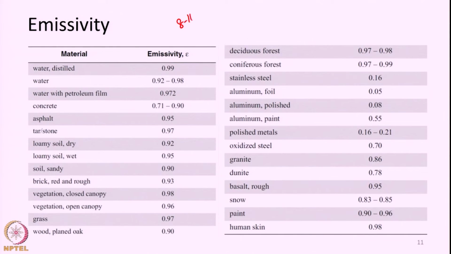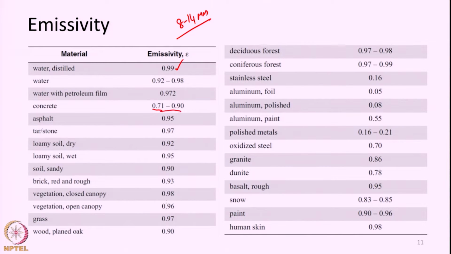It is fairly high, above 0.9, and mostly it will lie in the range of 0.85 to 1 or 0.9 to 1 for most naturally occurring earth surface features like soil, vegetation, water and so on. So, the emissivity of some commonly occurring objects on the earth surface is given in this slide. Under this 8 to 14 micrometer range of wavelength, distilled water has extremely high emissivity, normal water occurring in our water bodies has emissivity of say 0.92 to 0.98, and concrete has a pretty low emissivity value.